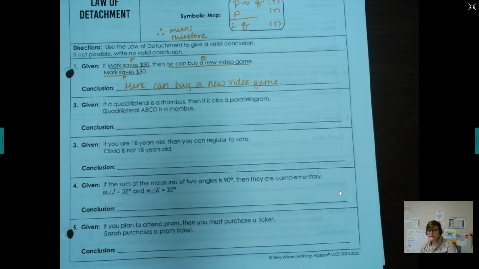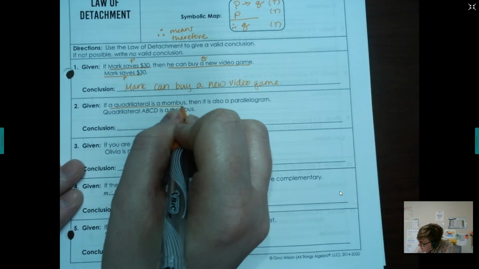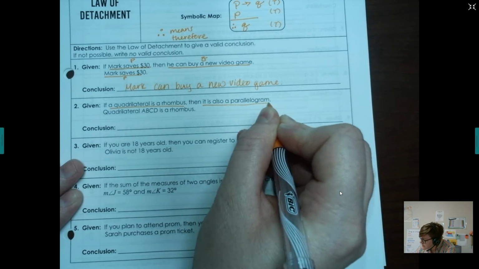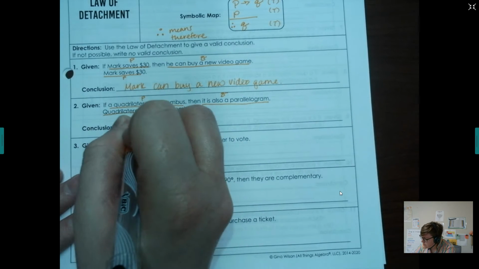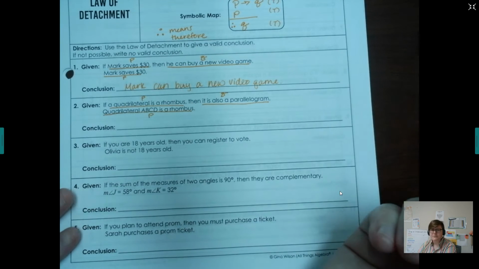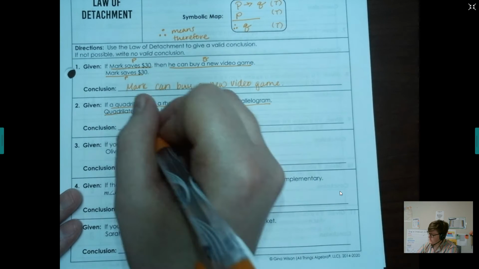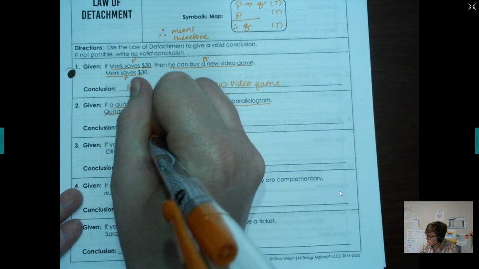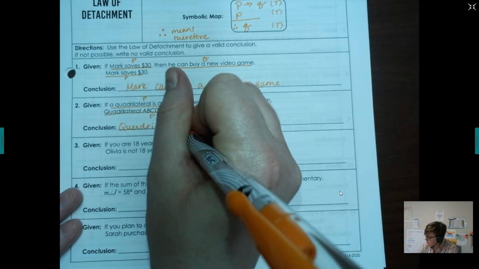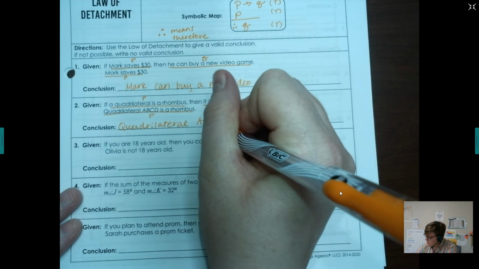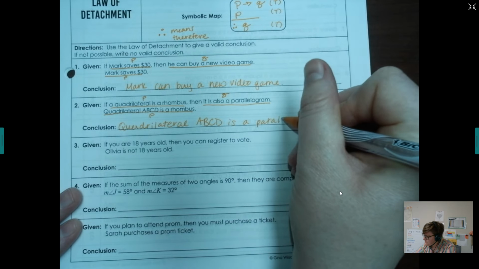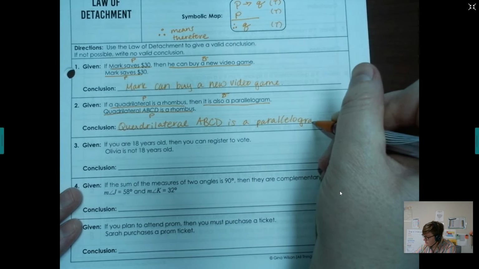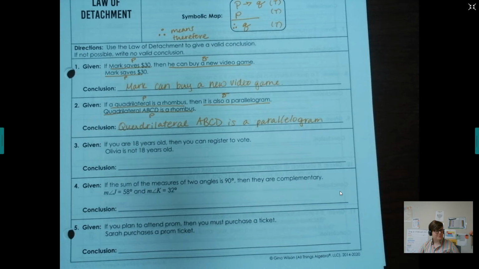Next one says, if a quadrilateral is a rhombus, then it is also a parallelogram. So again, that's our P and our Q. Quadrilateral ABCD is a rhombus. P is true. Therefore, quadrilateral ABCD is a parallelogram. Again, hopefully that's pretty simple, straightforward.